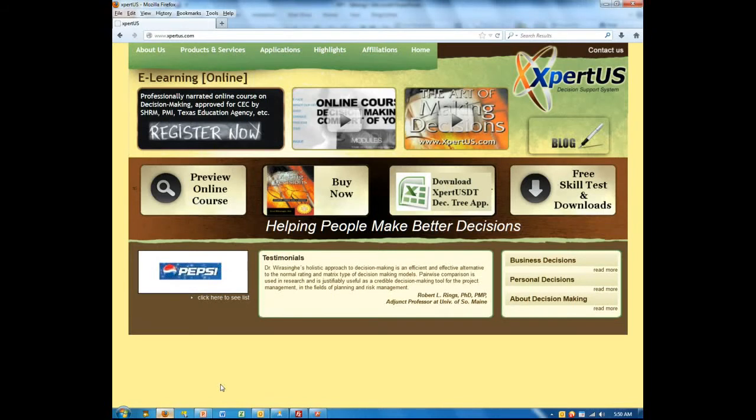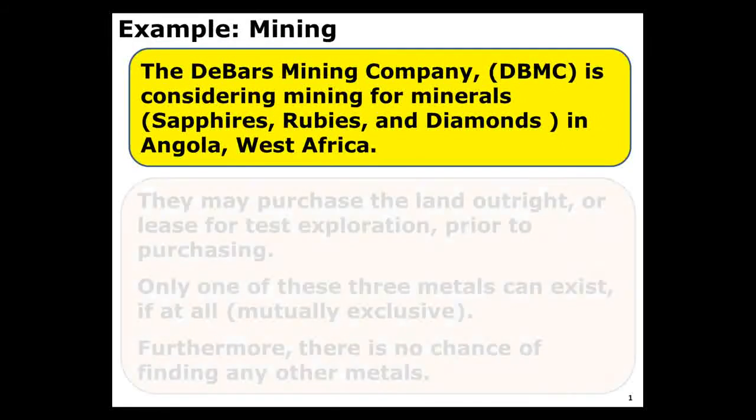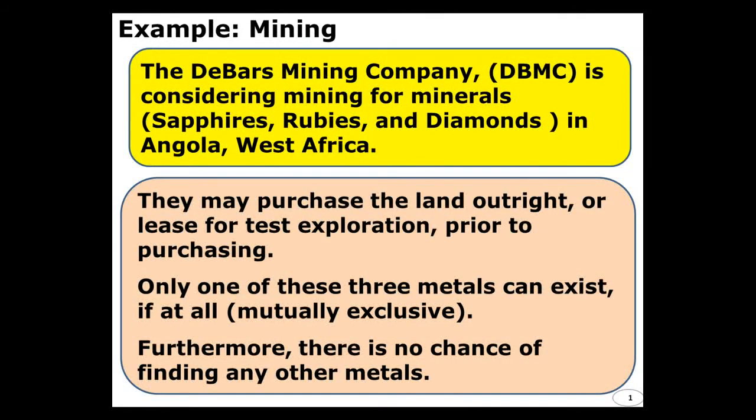In this video, we're going to consider a mining example. The Buzz Mining Company is considering mining for minerals, where the likelihood is they might find sapphires, rubies, or diamonds. They can purchase the land outright or conduct some test explorations.